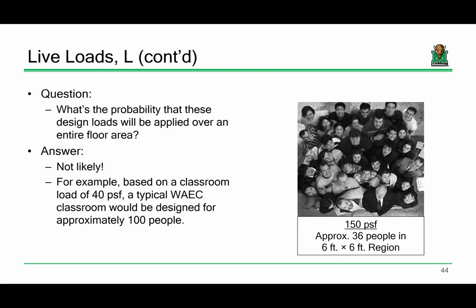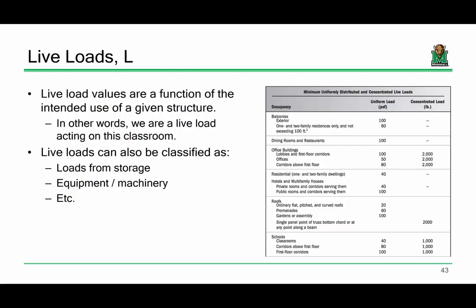Now, one of the things that gets popped up about live loads is what's the probability that they apply everywhere all the time? To give you an idea, when I first started learning this stuff and I saw, okay, 50 pounds per square foot, I didn't know what that means. Like, what is 50 pounds per square foot? How do I visualize that?